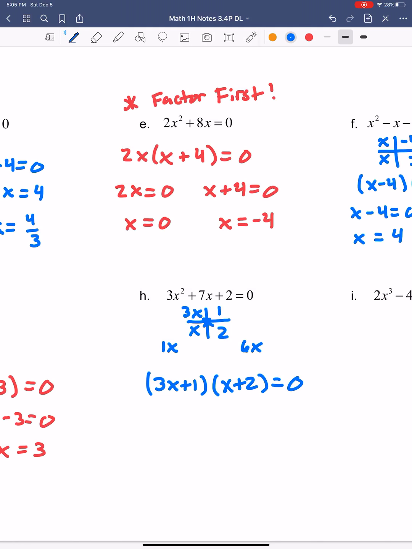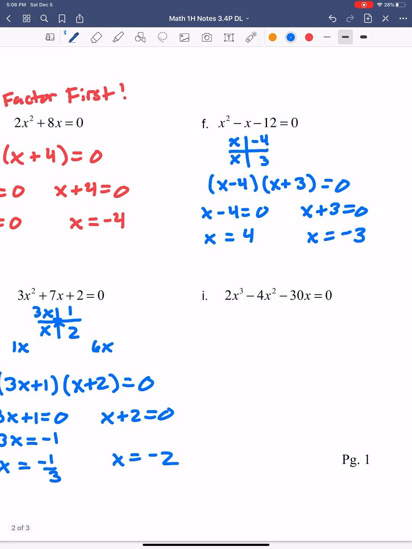Okay, and then set both of these equal to 0, because I know that one of these factors has got to be 0 if it equals 0. And then I can go ahead and solve. So 3x equals negative 1. That means x equals negative 1/3. And over here, x equals negative 2. All right.